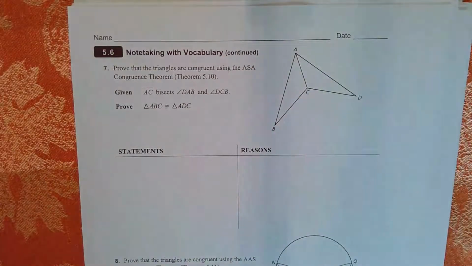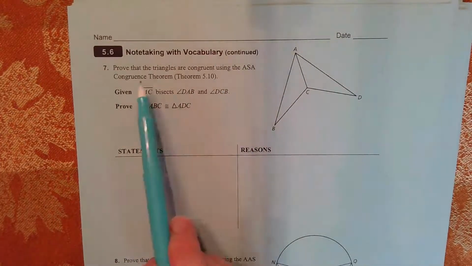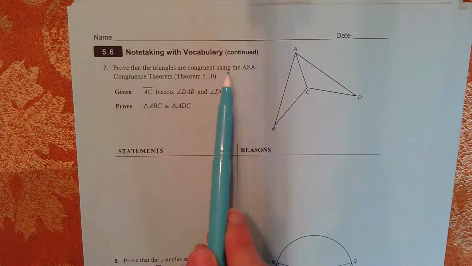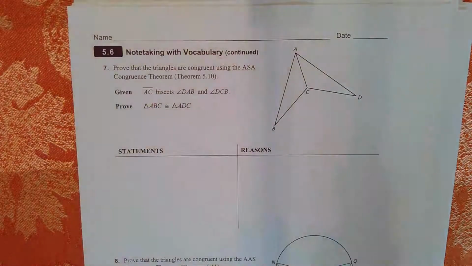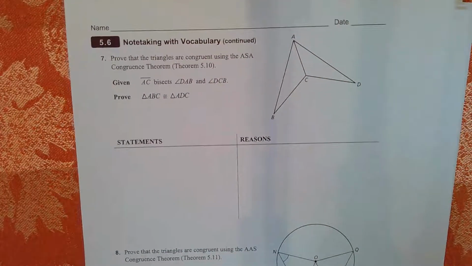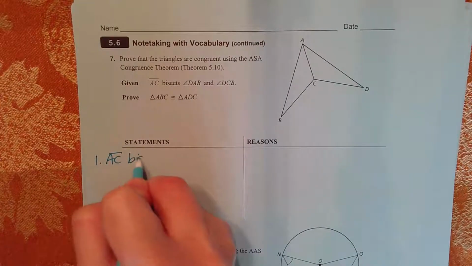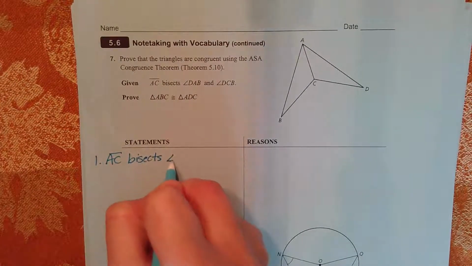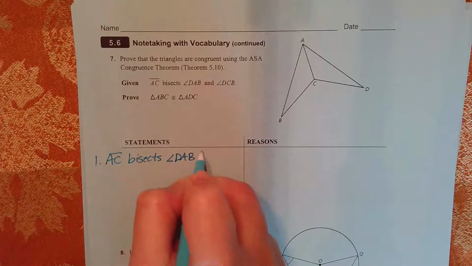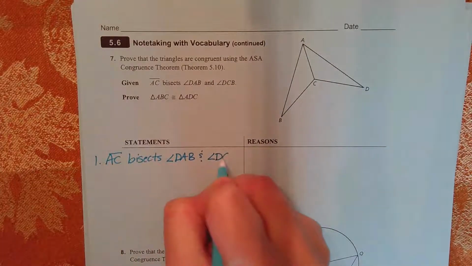All right, let's do number 7. So in this proof, we are proving the triangles are congruent by ASA. So we're using the angle side angle theorem. That's kind of going to be our goal. That's how we're going to end this proof. So let's start with our given. AC bisects angle DAB and angle DCB.